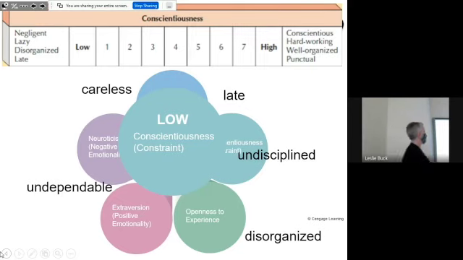So every one of you has some degree of this. Like I said, I would guess that as a class, you guys are probably on the higher end, just because this is an honors class.